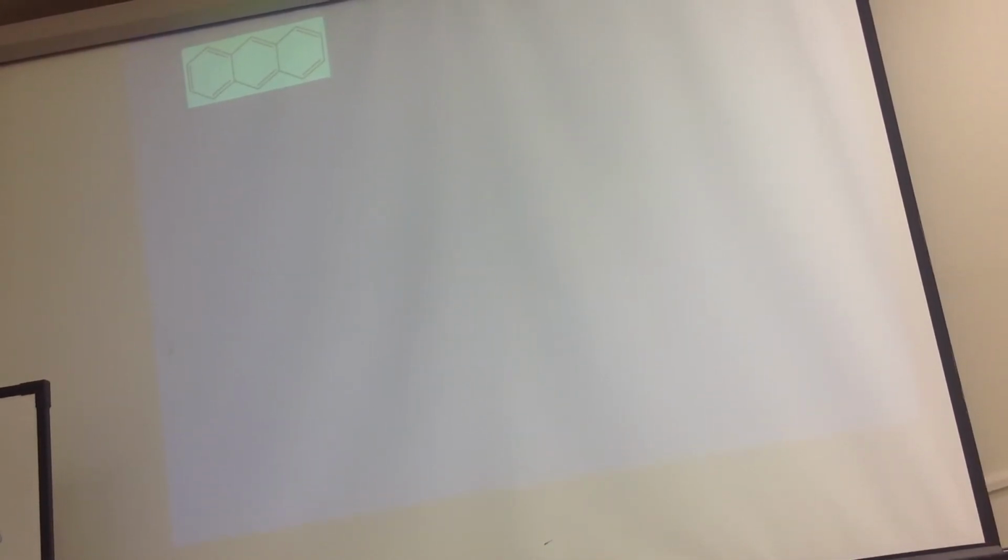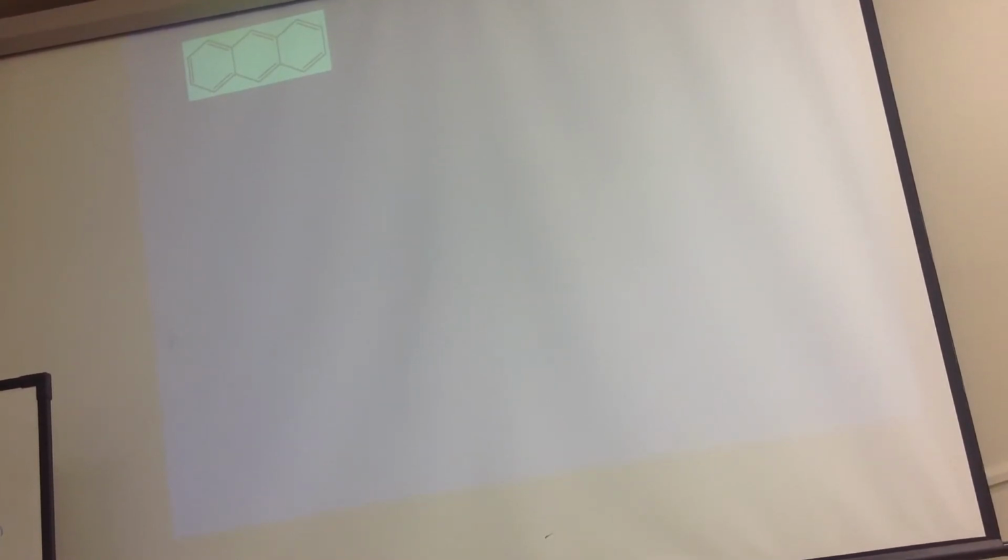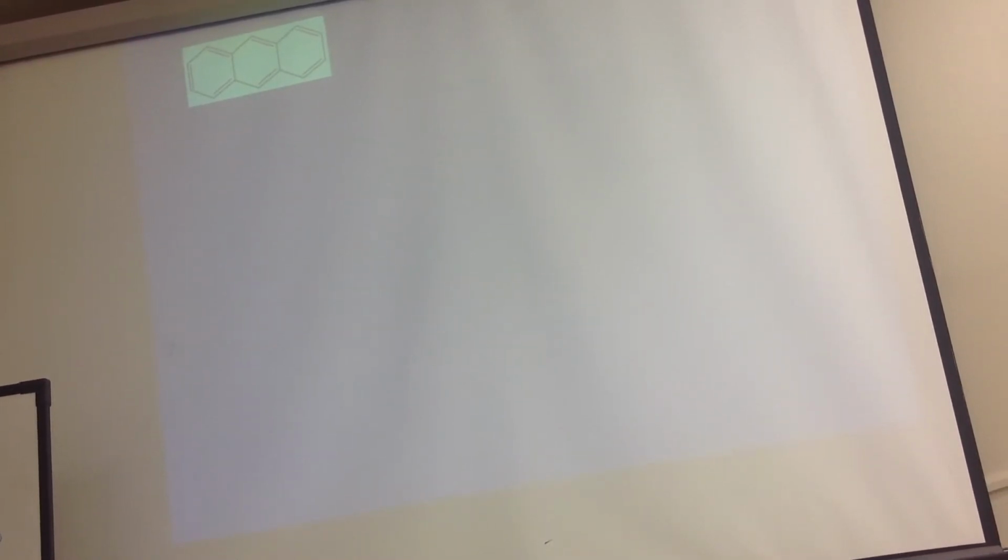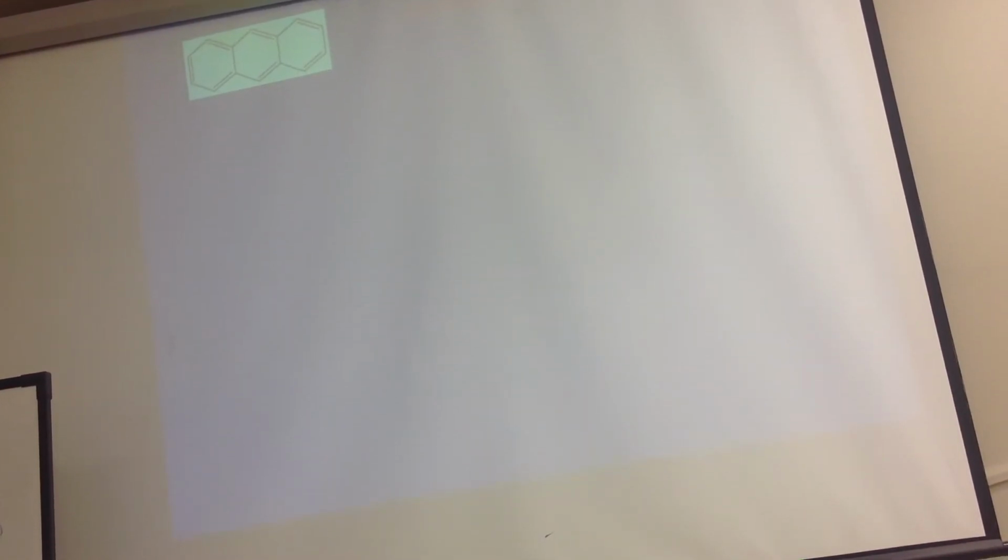Okay, well, is it cyclic with conjugated pi bonds? Yes. Every atom is sp2? Yes. Planar? Yes, assume so. How many pi electrons? 14. Does that fit 4n plus 2? Yep. So, it says aromatic up there.